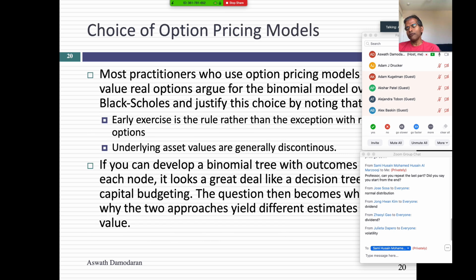So I'm going to make a confession up front. I'm going to use the Black-Scholes model to value real options, and an option purist will be upset at me for a couple of reasons. Option purists say you cannot use Black-Scholes model to value real options because most real options get exercised early.